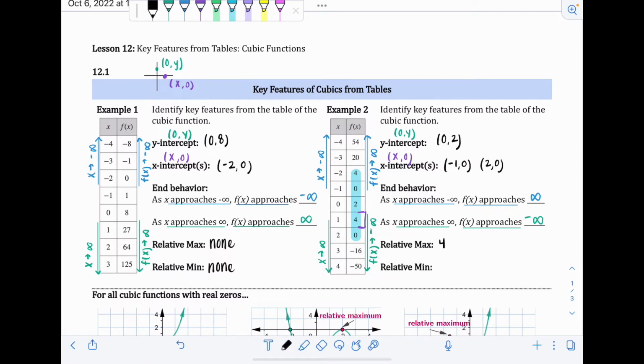I'm going to go through the minimum, and then I'm probably going to explain it one more time, because I know these are not the easiest things in the world to visualize. So for the minimum, we're going from 54 to 20 to 4 to 0, and then it goes up to 2.